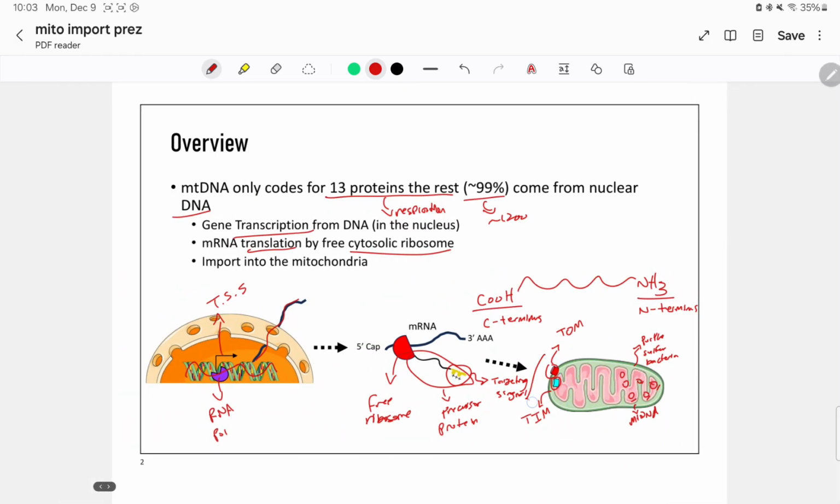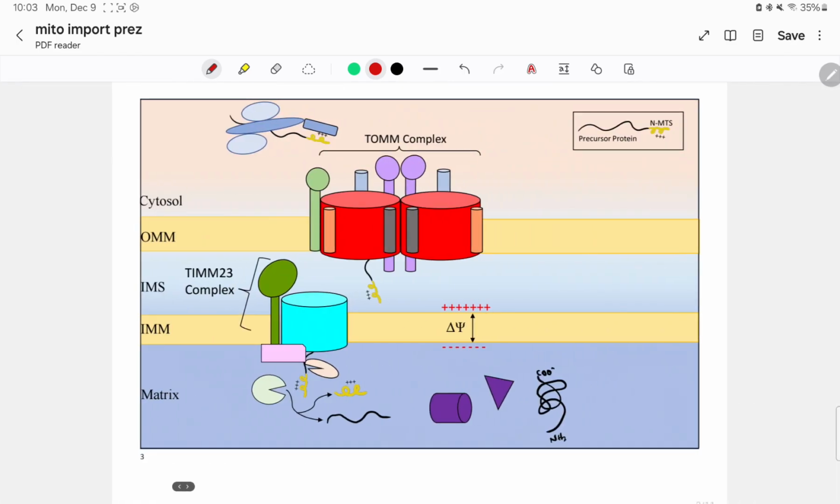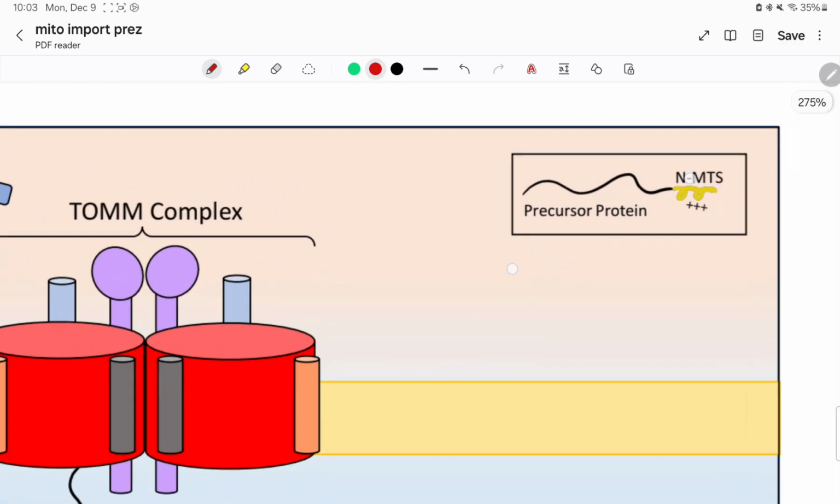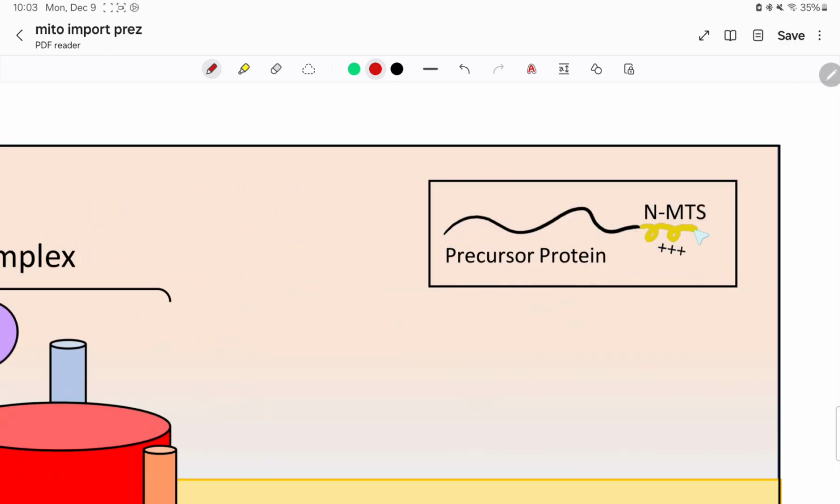If I were to take this picture and zoom in on it, this is what I would see. So here's the cytosol. Here's the outer mitochondrial membrane. Here's the intermembrane space. Here's the inner mitochondrial membrane. And here's the matrix of the mitochondria. I've got a little legend here where it says this is the precursor protein. And this little helical thing is an N-terminal matrix targeting signal. N-terminal because it's on the N or the amino side of the protein. And it's a matrix targeting signal.